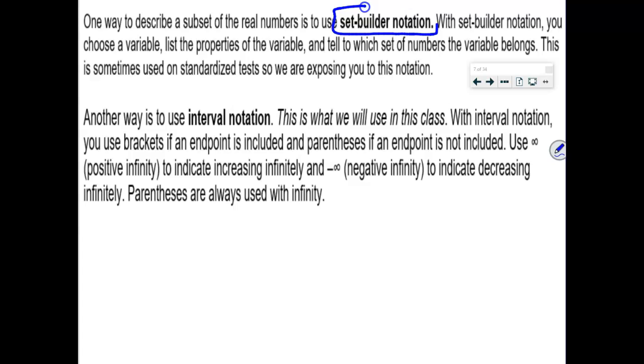Your book introduces you to what's called set builder notation. I'm going to show you what it looks like, and then we're all going to agree that it stinks and we don't want to use it. We, however, love interval notation. Interval notation is that stuff with the infinities and the brackets and the parentheses.